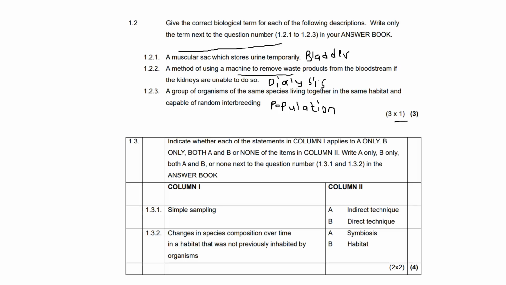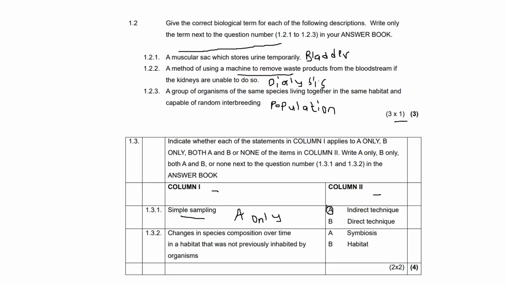So now let's go to A only, B only, or none. We've got column A, column Roman figure 1, and column Roman figure 2. Firstly, we are told about simple sampling. Simple sampling is where we can take a large population, so that would be the indirect technique. So simple will be indirect, which is A. So our answer will be A only, because it can't be direct.